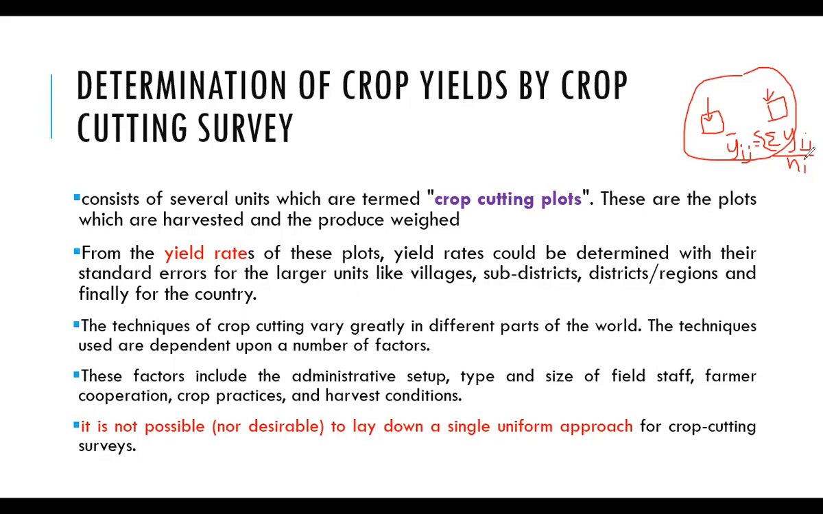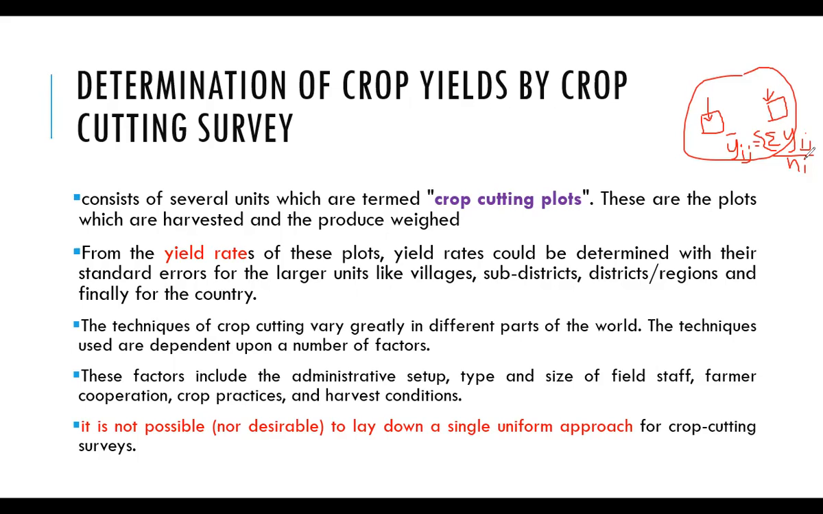Then we also talk about the resources available to you, for example, the field staff available to you. If you don't have enough workers or field staff to go to, let's say, 400 farms across the country to conduct a crop cutting survey, then you will be limited as to the kind of survey or the sample size you are selecting, because you don't have the staff to go out there.